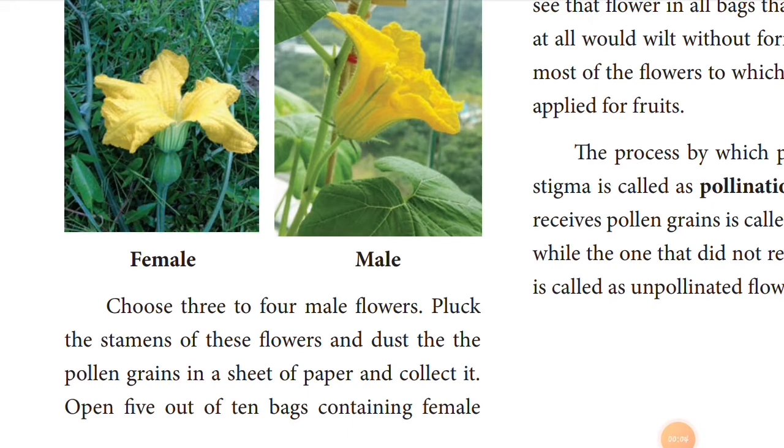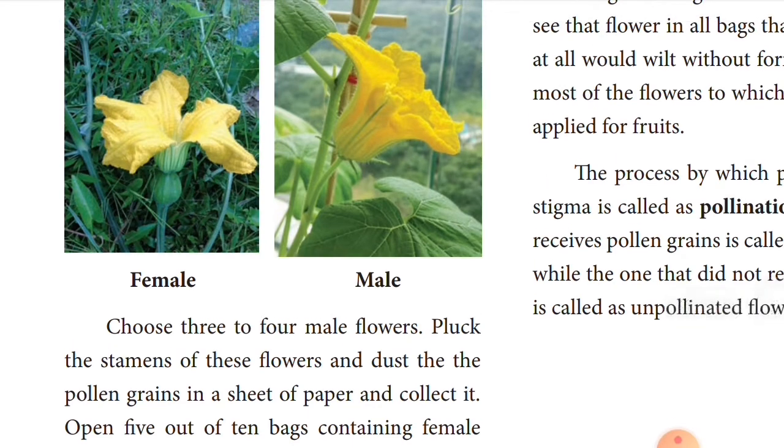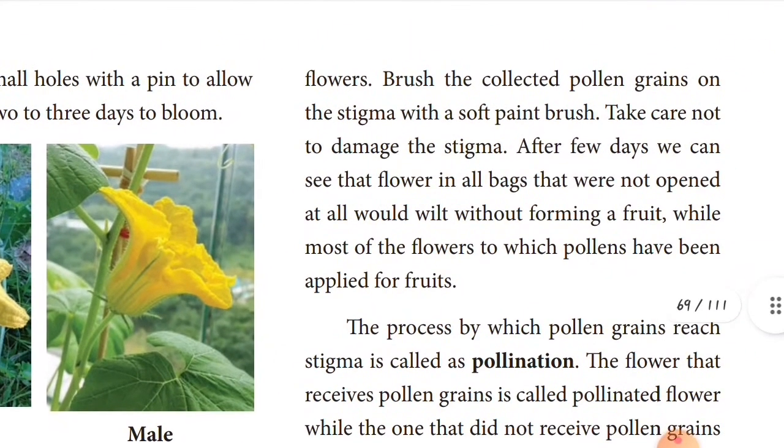See the diagram, children, the pumpkin diagram. See the first diagram. This is called female. See the second diagram, that is called male. Here choose 3 to 4 male flowers. You have to collect the male flowers, pluck the stem of these flowers and dust the pollen grains onto a sheet of paper and collect them. This is a small exploration, children.